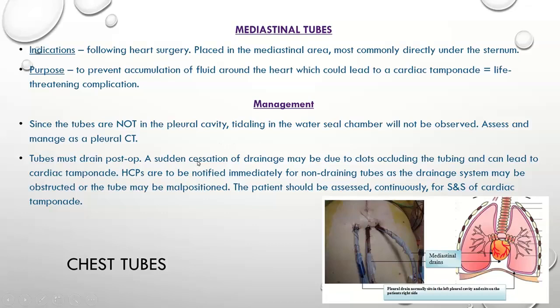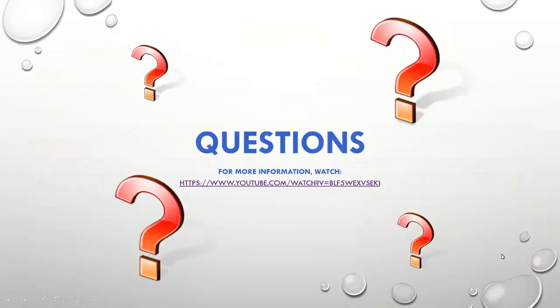You need to assess for drainage. It should be somewhat consistent, a lot in the beginning and then less and less. But if it suddenly stops, then there could be a kink or a clot in the tubing. And if it's not draining, then it's collecting in this mediastinal space, and the patient can have cardiac tamponade.